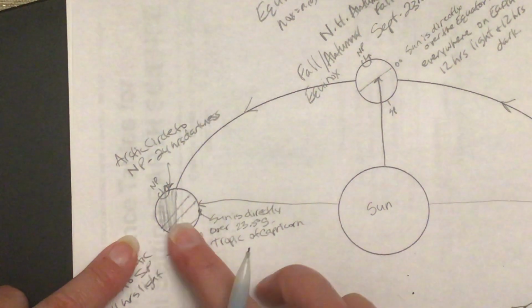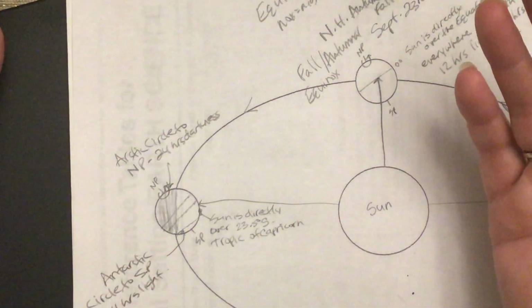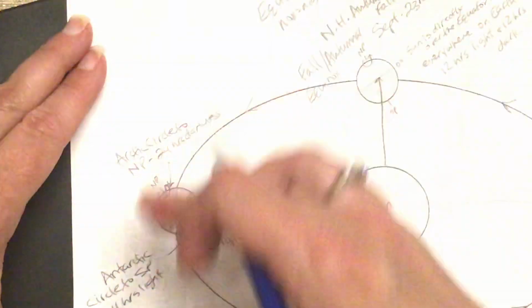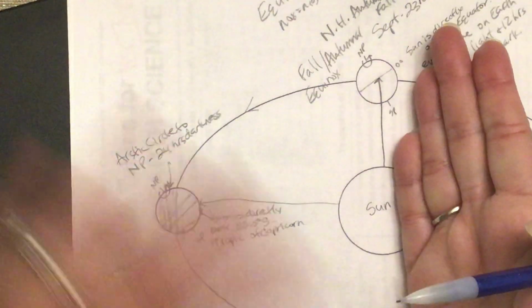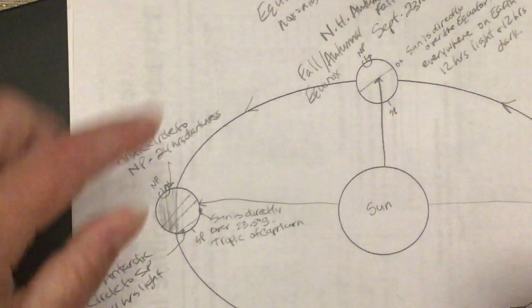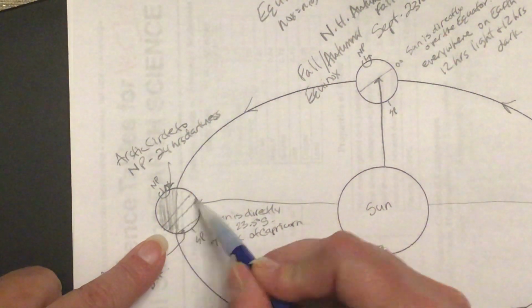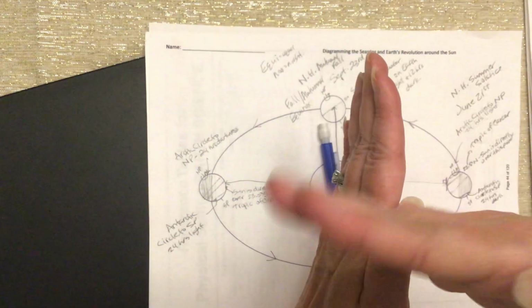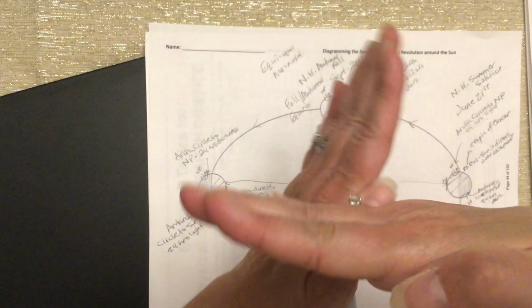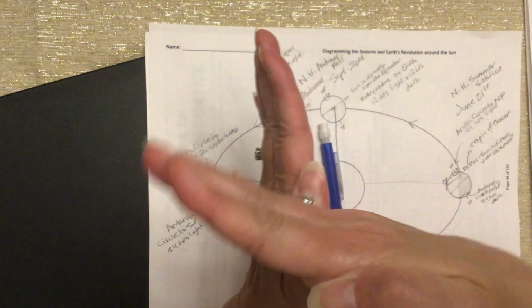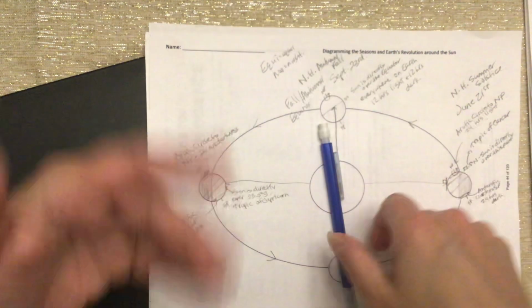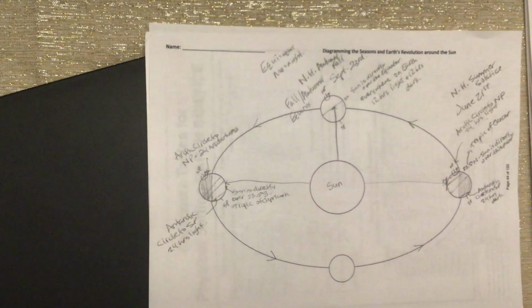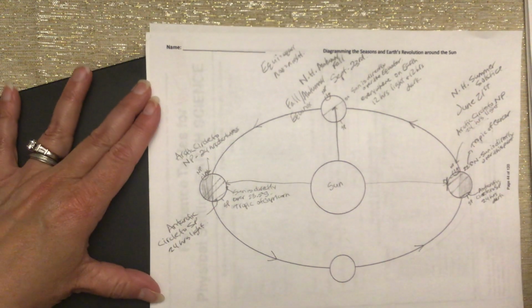How many hours of day and night at the equator? Still 12 and 12. So every single day of the year, the equator has 12 hours of light and 12 hours of dark. And the reason for that is the terminator and the equator just pivot. It doesn't matter what day of the year it is, the equator always has 12 and 12.